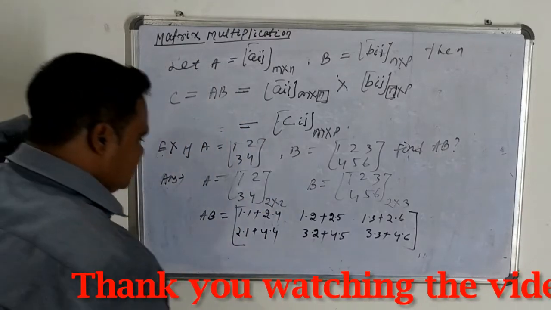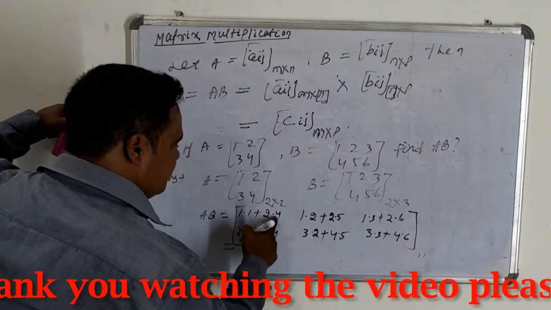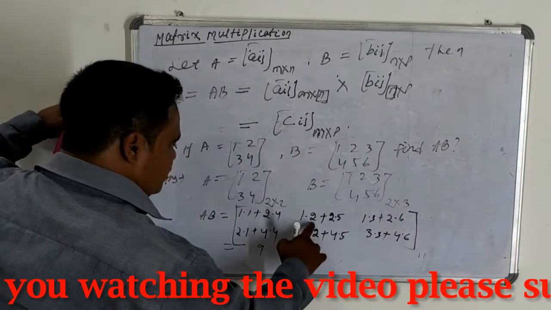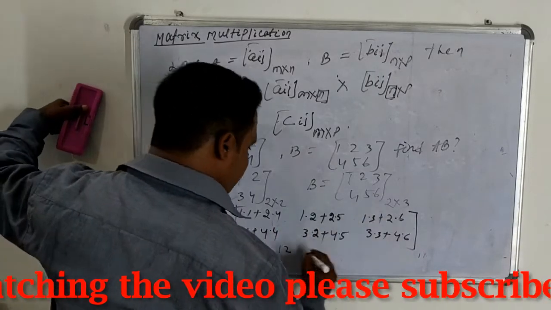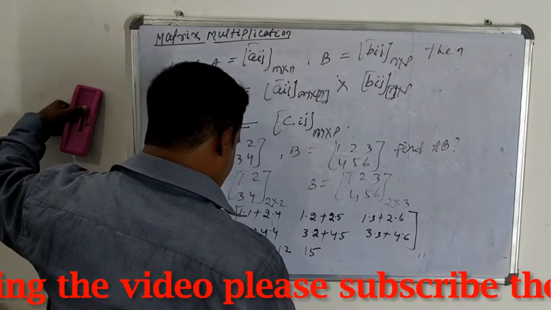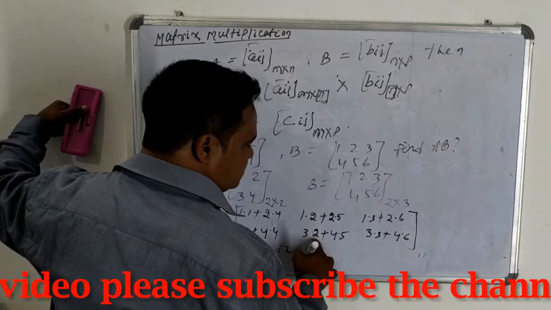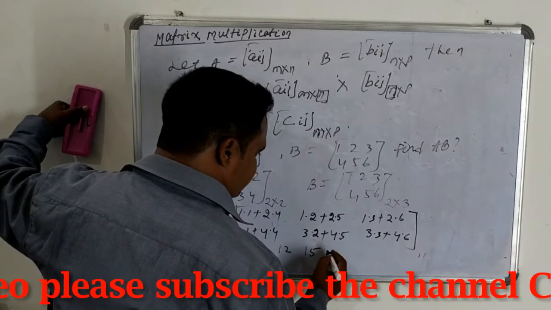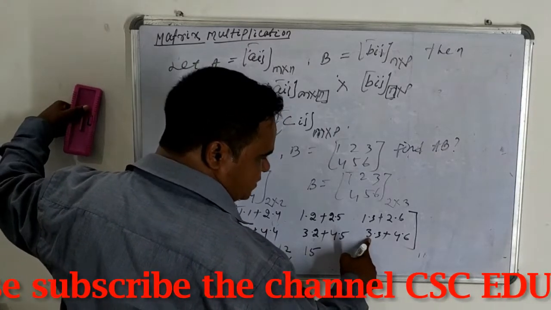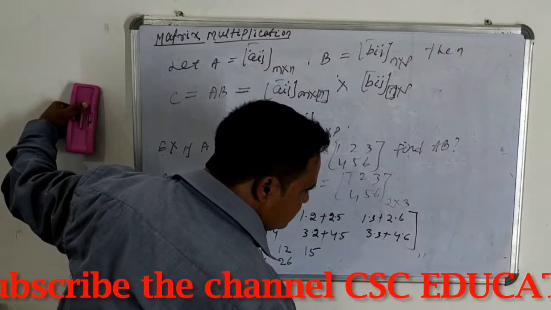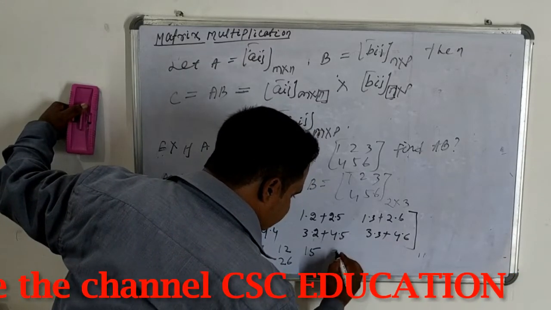So now here your answer is 1 into 1, 1. 1 plus 8 is 9. 2 plus 10 is 12. 3 plus 12 is 15. 2 plus 16 is 18. 6 plus 20 is 26. 9 plus 24 is 33.